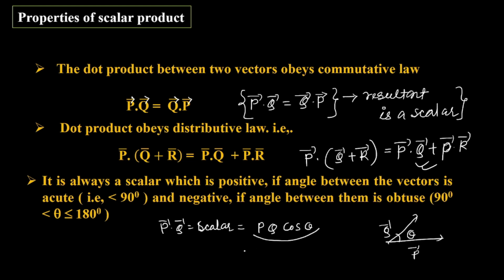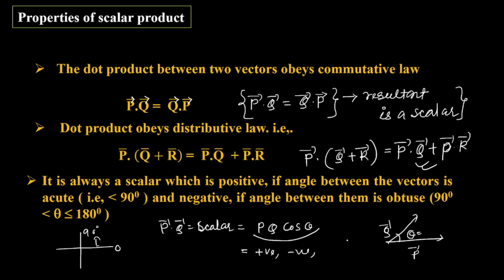Now, whether this scalar value will be positive or negative will depend on the angle theta between the two vectors. P is positive, Q is positive because they are magnitudes. When theta is 0 to 90 degrees, that means theta is in the first quadrant, and you all know that in the first quadrant, all the trigonometric ratios like sine, cos, tan, cosec, sec are positive. So cos of theta will be positive.